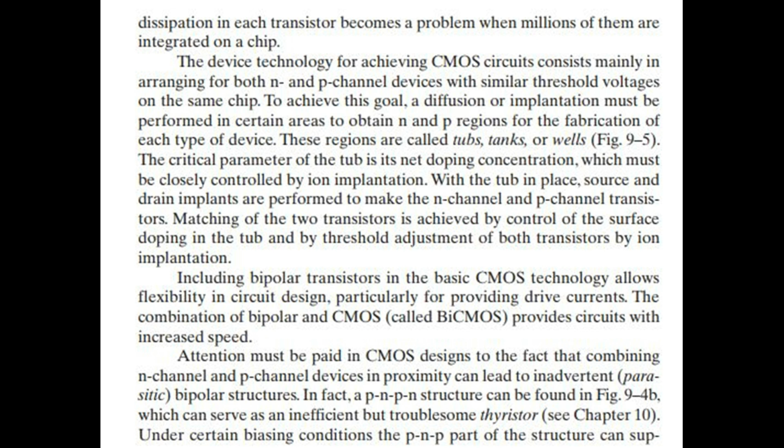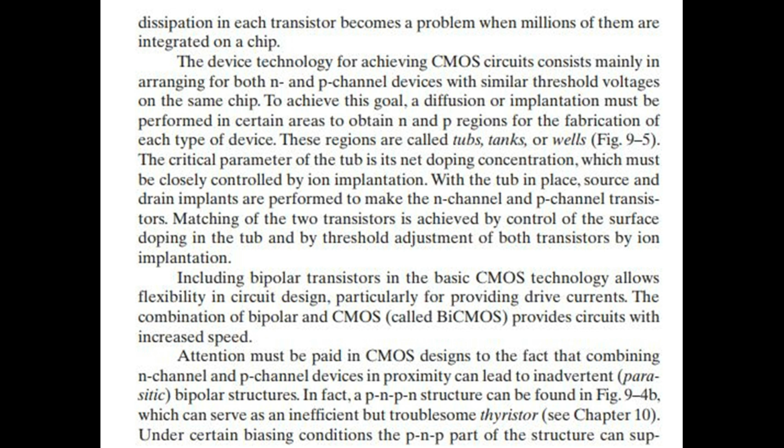Including bipolar transistors in the basic complementary metal oxide semiconductor technology allows flexibility in circuit design, particularly for providing drive currents. The combination of bipolar and complementary metal oxide semiconductor, called BiCMOS, provides circuits with increased speed. Attention must be paid in CMOS designs to the fact that combining N-channel and P-channel devices in proximity can lead to inadvertent, parasitic, bipolar structures.